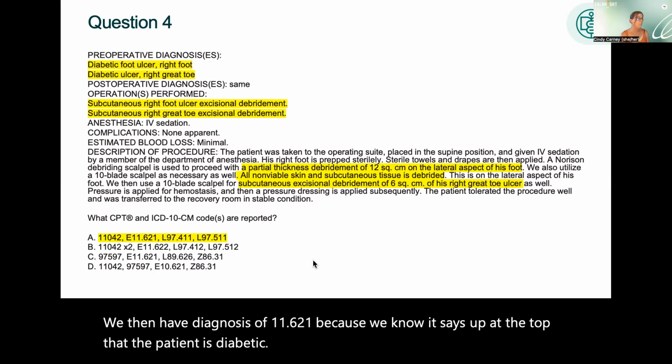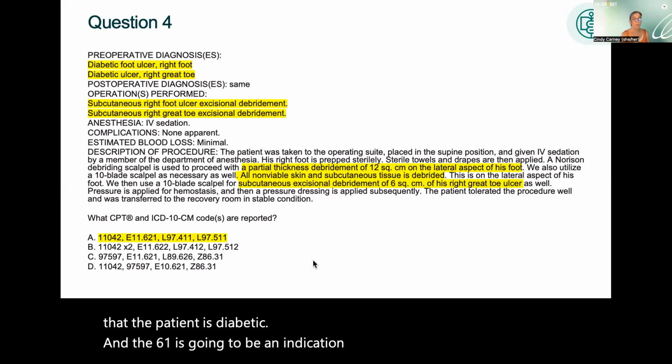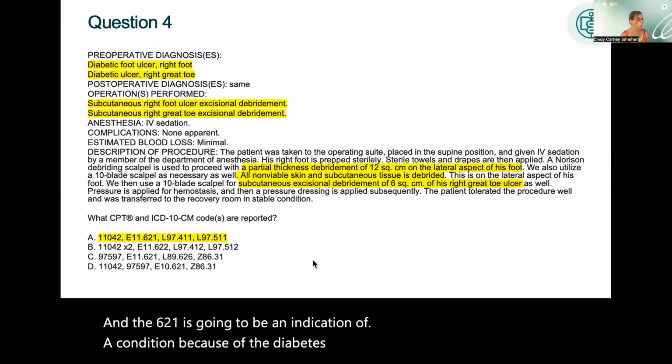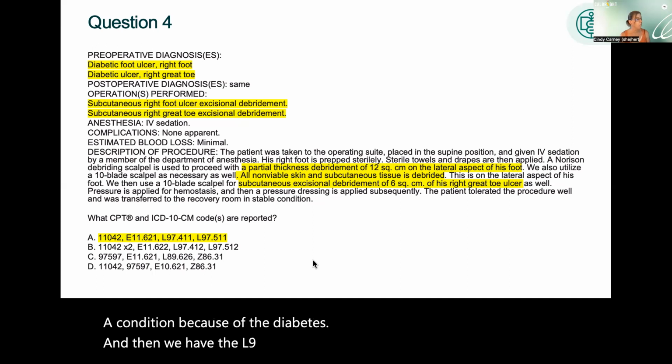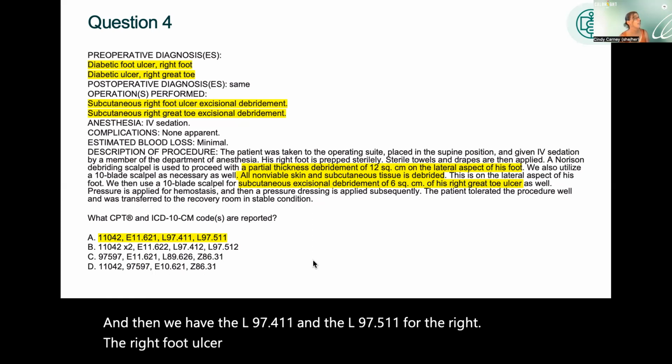And the 621 is going to be an indication of a condition because of the diabetes. And then we have the L97.411 and the L97.511 for the right foot ulcer and the right great toe ulcer, diabetic.